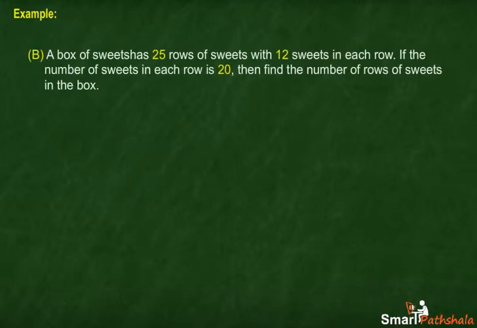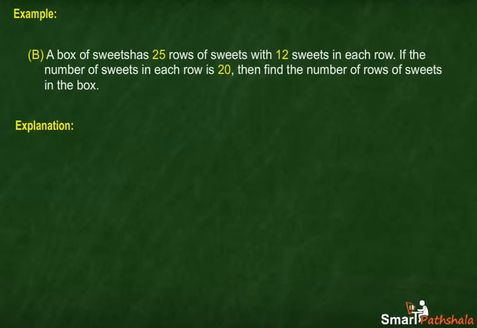Example B. A box of sweets has 25 rows of sweets with 12 sweets in each row. If the number of sweets in each row is 20, then find the number of rows of sweets in the box. Explanation. Students, let's recall the inverse proportion relation.